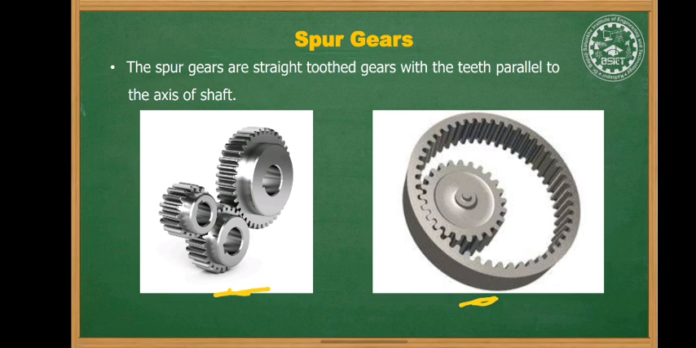Whenever we need low speed applications with maximum torque, we use spur gears. So this is an externally meshed spur gear and this is an internally meshed spur gear. In internal meshing, the two shafts rotate in the same direction. In this case, these two gears are rotating in the same direction, whereas in external meshing, the two gears are rotating in opposite directions.